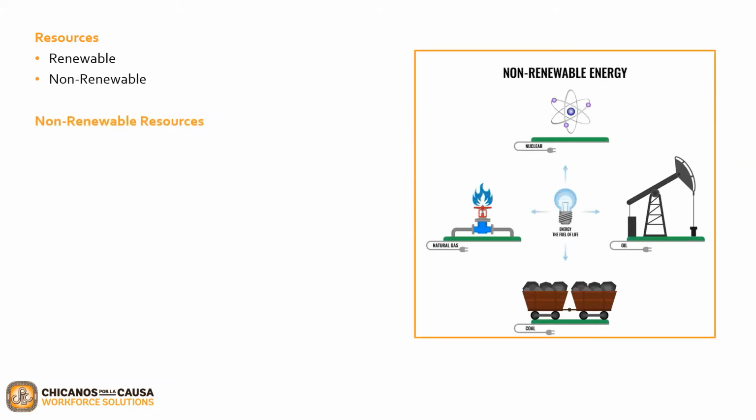Resources can be classified into two categories: renewable and non-renewable. Let's start with non-renewable resources. Non-renewable resources are just what the name says. It is a resource that once it is used up, there is no more. They are in limited supply. These resources may take millions of years to form, and when they are used up, they are not able to recreate themselves. A great example of a non-renewable resource is fossil fuels.